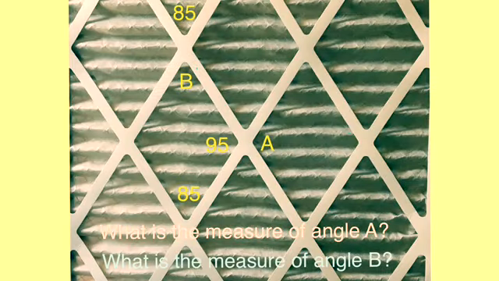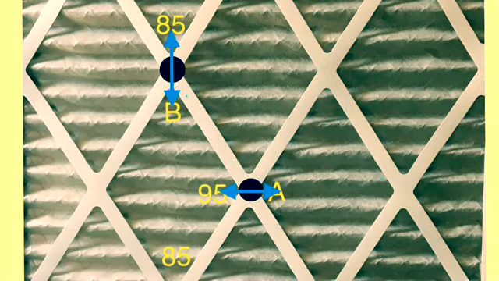Can you find the measure of angle A and angle B? Angle A is 95 degrees because it is a vertical angle to the 95-degree angle. And the measure of angle B is 85 degrees because it is a vertical angle with the 85-degree angle.